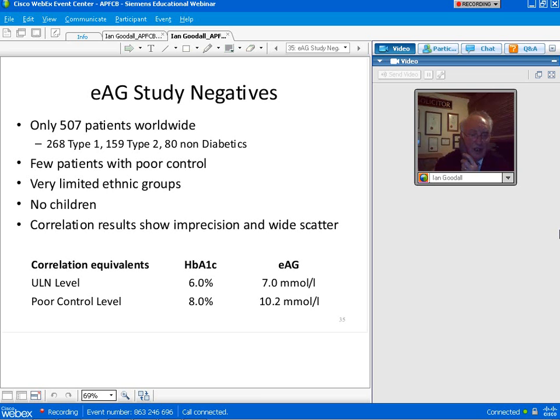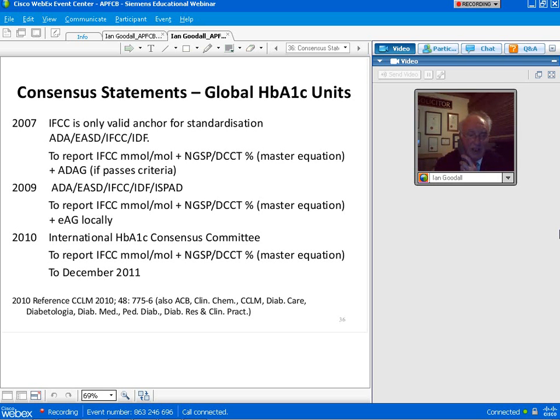the International Society for Pediatric and Adolescent Diabetes was involved. In 2010 they finally decided that they would report IFCC millimole and DCCT, and drop the EAG or ADAG, and just meet again in December 2011. But the Americans have never, ever reported IFCC, even from the very first time they were supposed to.